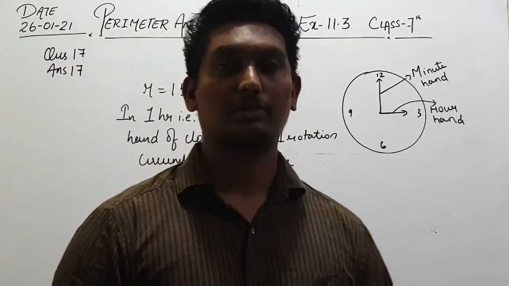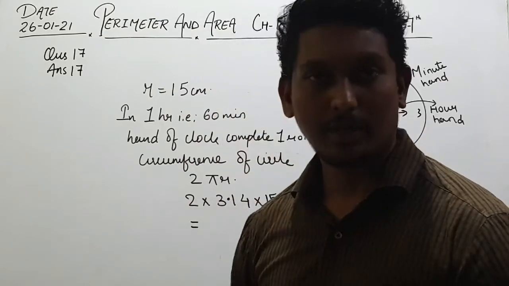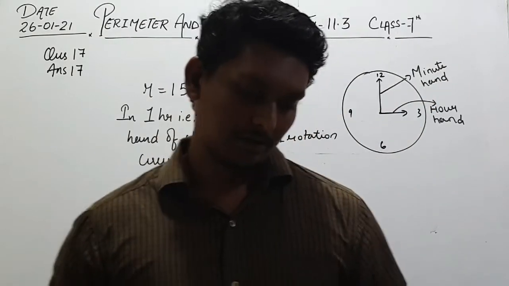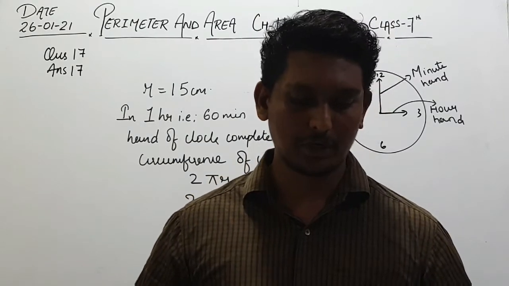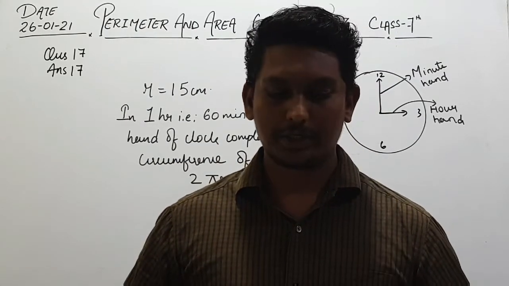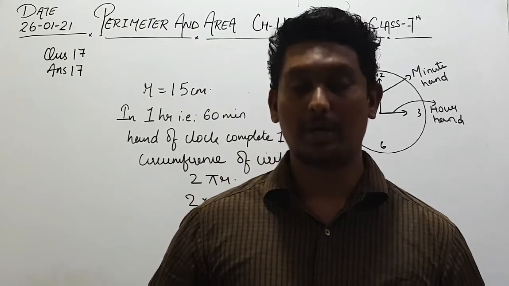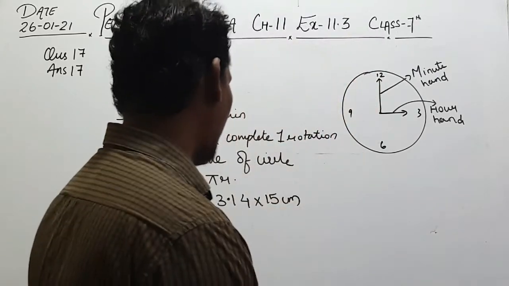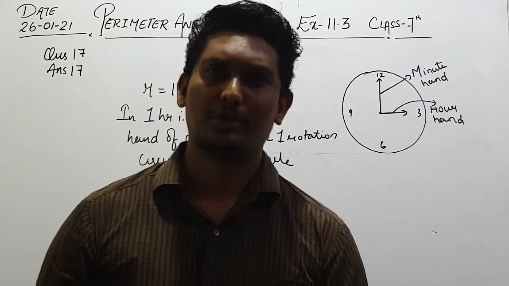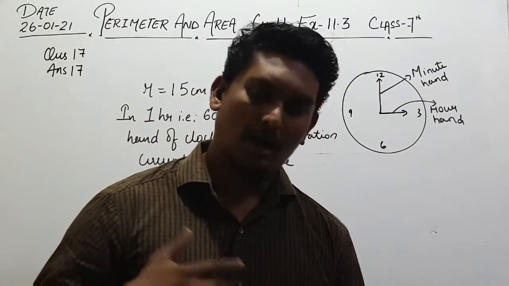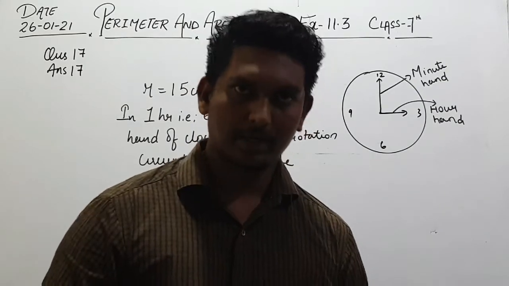Okay, now come to the next question. That is question number 17. I'm just reading the question. The minute hand of a circular clock is 15 centimeter long. How far does the tip of the minute hand move in 1 hour, right? So yes, this question is also homework for you, and how to do that I'm going to explain.